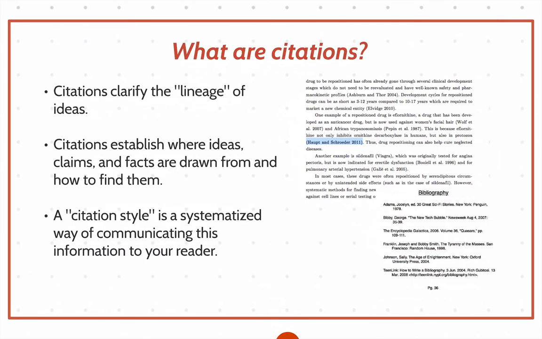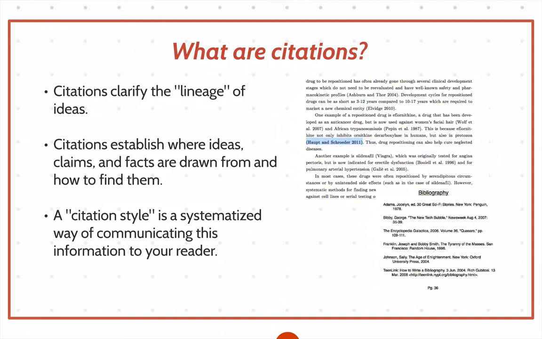The easiest way to think about citations is that they clarify the lineage of ideas. In the same way that a family tree establishes who your parents and grandparents and ancestors are, citations help to establish who is putting forth ideas. So they establish where the ideas come from, where claims come from, facts, and also how to find them. So you can utilize citations to backtrack and find the original source.